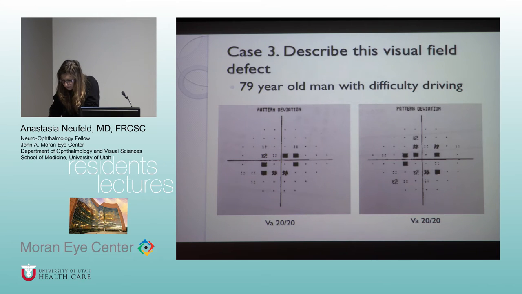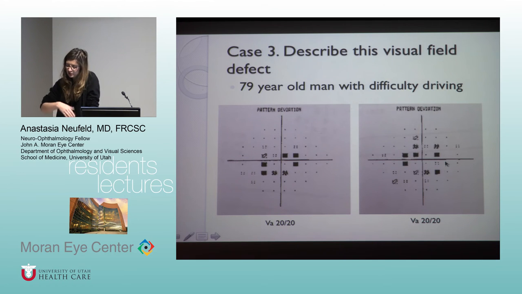Okay, so this patient is a 79-year-old man who came into our clinic a few weeks ago, and he complained of difficulties driving, and his wife thought he kind of drove off the road a little bit before she warned him. On two separate occasions, these visual fields were reproduced. So this was a reliable visual field. And what is really important to note about this field is that it is kind of symmetric, okay?